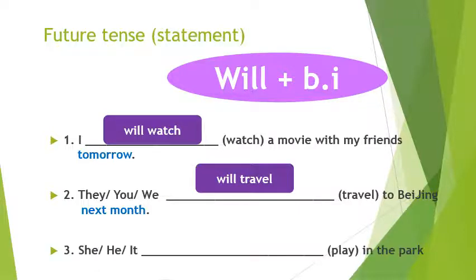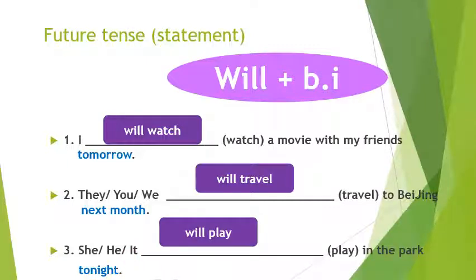All right, what about this one? Let me show you the time word tonight. So it's going to happen tonight. So he will play in the park tonight, or she will play in the park tonight, or it will play in the park tonight. Use the bare infinitive, the base form of the verb. Again, pay attention to that. Thank you.